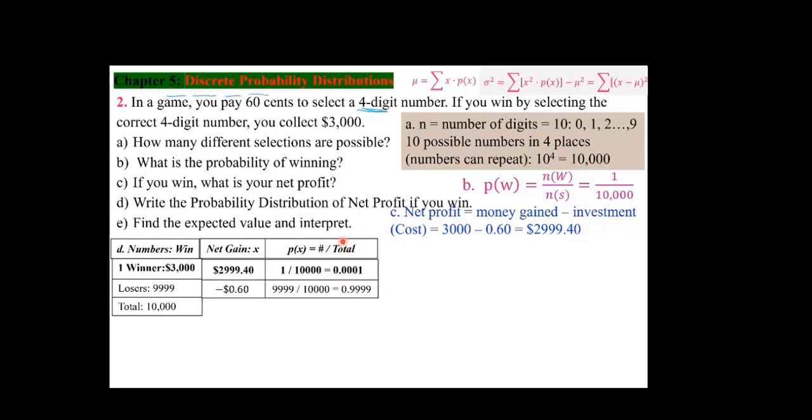This is it for part D. It says, write the probability distribution. This is the probability distribution. X is numerical.